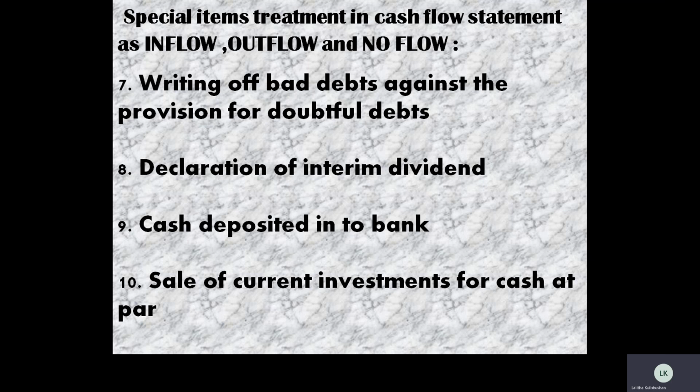So the declaration of interim dividend basically results in an outflow. It is assumed that within a span of 5 or 7 days the company has to pay the dividend to its shareholders. It cannot hold it back for a longer duration. That's the reason we say the declaration of the interim dividend results in an outflow.